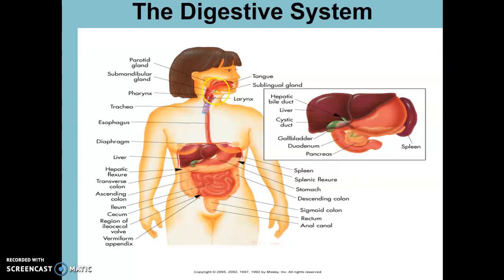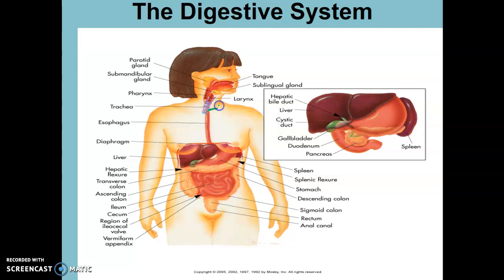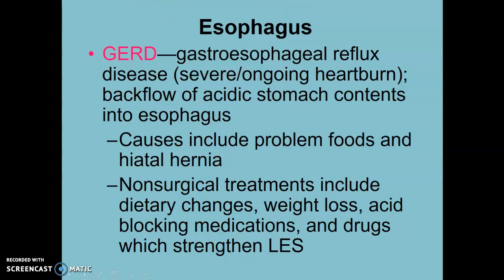So here's an example showing the esophagus, and you'll see the esophagus ending in the stomach where you'll have the lower esophageal sphincter, and the upper esophageal sphincter is going to be located right around here. Upper is right here, and the lower is right here. All right, we'll talk about GERD in just a minute.